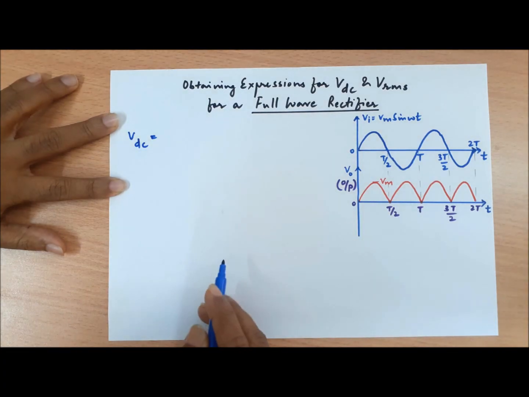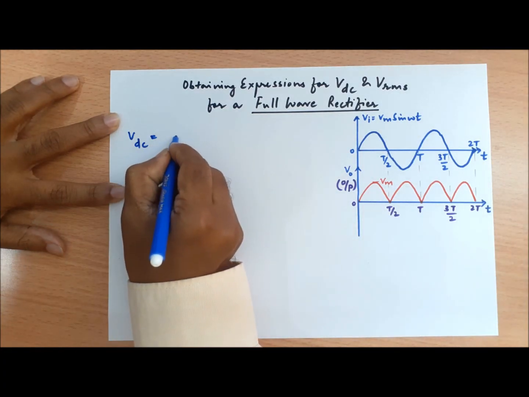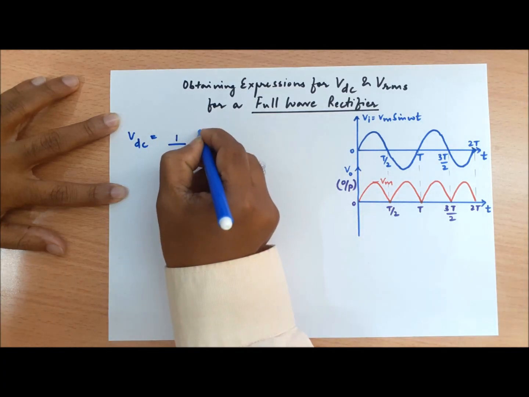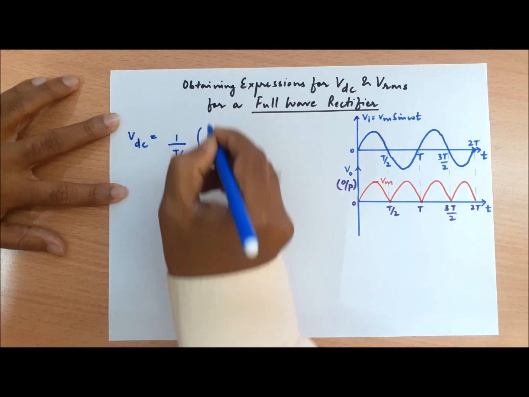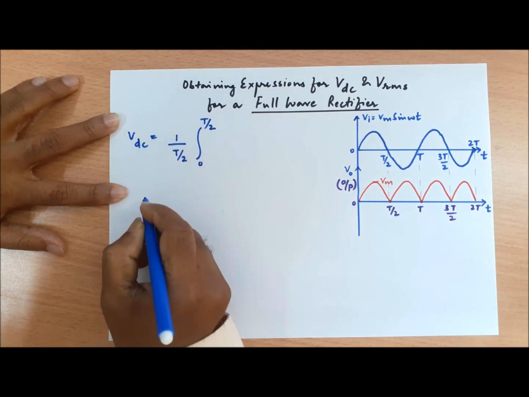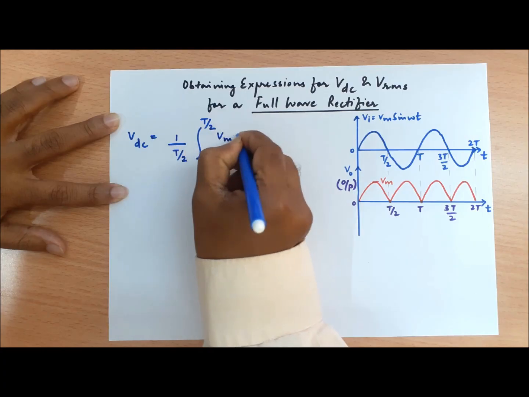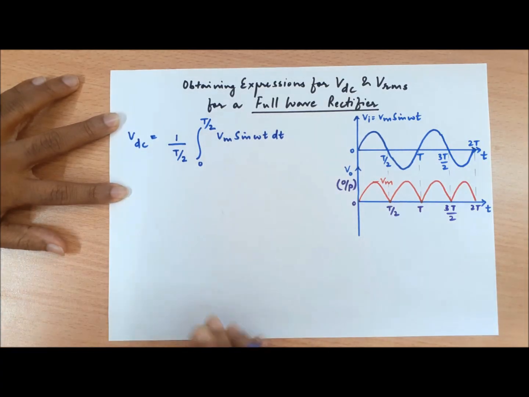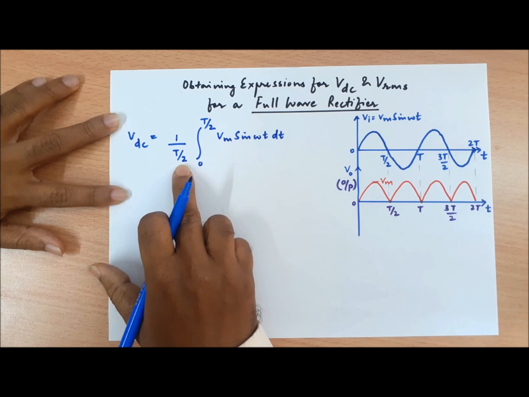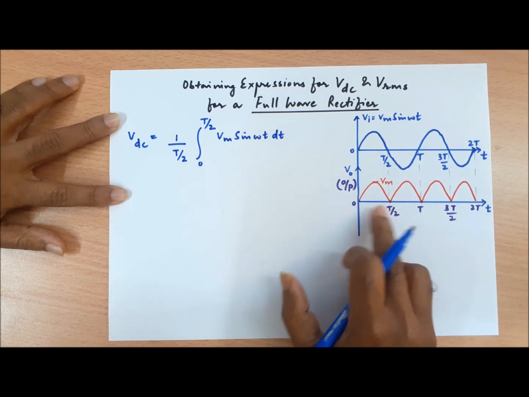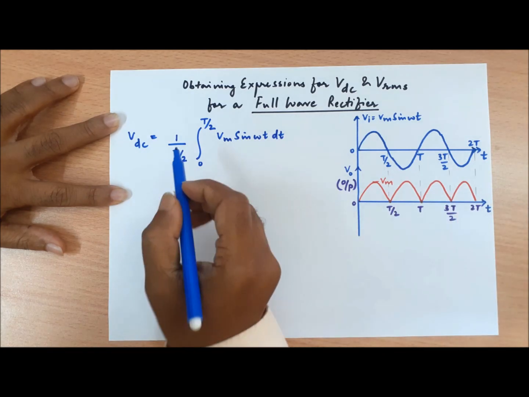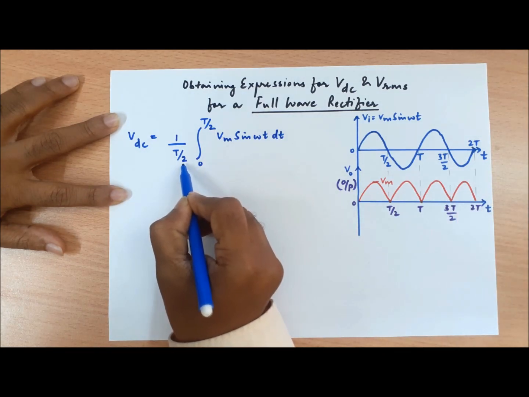If I want to write the expression, I can write it in this way: 1 upon T by 2, integration of 0 to T by 2, Vm sine omega t dt. Okay, so this is the way I can write it. Why T by 2? Because after every T by 2 the signal just goes on repeating, so we have to take the mean over T by 2.